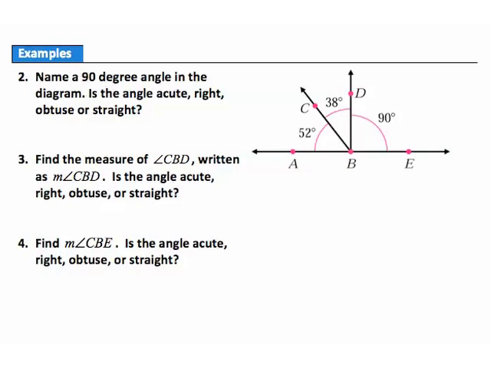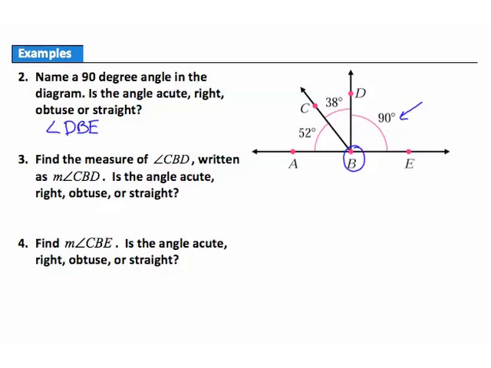Example 2. Name a 90-degree angle in the diagram. Is the angle acute, right, obtuse, or straight? So let's take a look at our diagram here. This angle here is 90 degrees. It's listed. And so we just need to describe that angle. So to describe that angle, I'm going to use the angle symbol. And then I want to make sure that the vertex of this angle, B, is in the middle. So I could call that angle DBE. I also could have reversed that and called that angle EBD. Either way, it still describes that 90-degree angle because B, the vertex, is in the center.